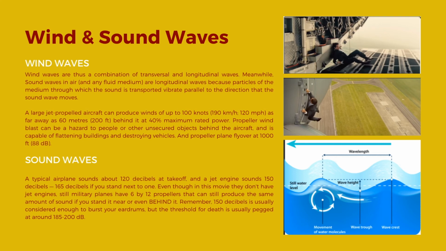For the sound waves, a typical airplane sounds about 120 decibels at takeoff, and a jet engine sounds 150 decibels up to 165 decibels. So it means that if you stand or are in the back of an engine, both propeller engines and jet engines, you probably get blown, or maybe you can get pulled off because of the wind.